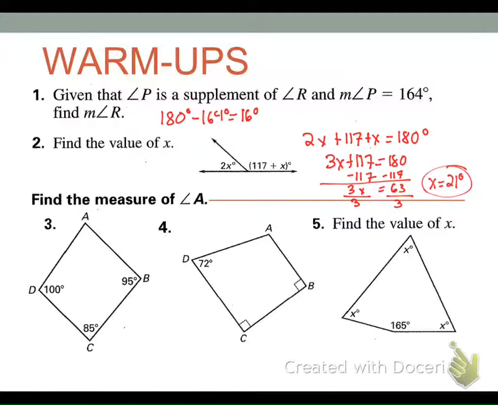Okay, our next one, we see that we have a quadrilateral that has 3 angles known, and we are searching for the unknown angle. What is the sum of the interior of a quadrilateral? 360. Very nice. So what we want to do is we're going to add up the 3 angles we have. So I have 100 plus 85 plus 95. When I add those up, yep, so what do we get? 280.